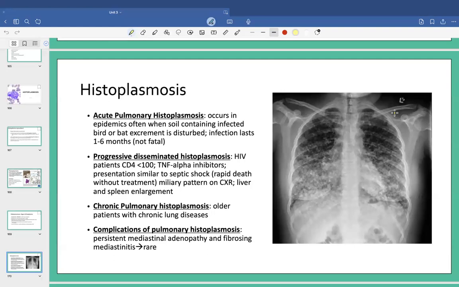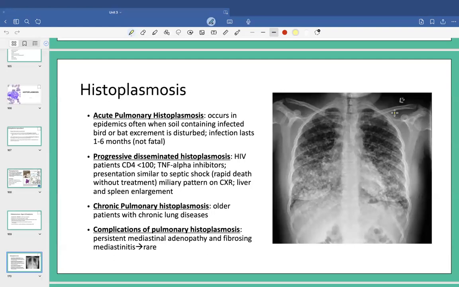And this chest X-ray appearance can look very similar to sarcoidosis, miliary TB, metastases. Our first one we talked about, cryptococcosis. The cryptococcus can look similar to that as well.